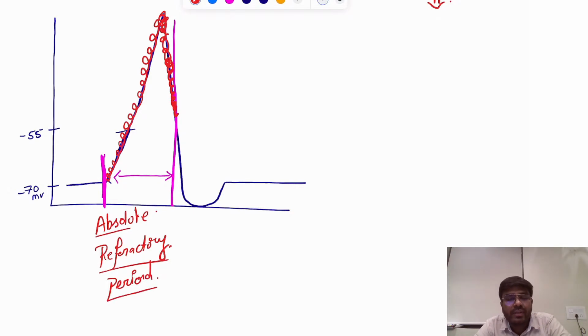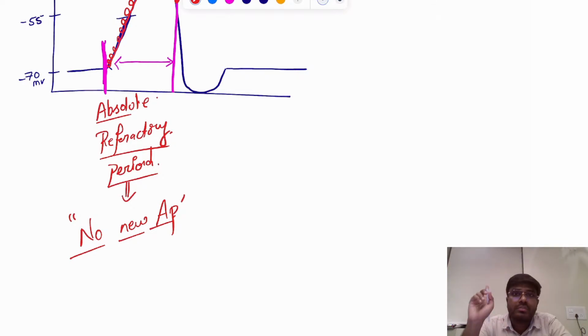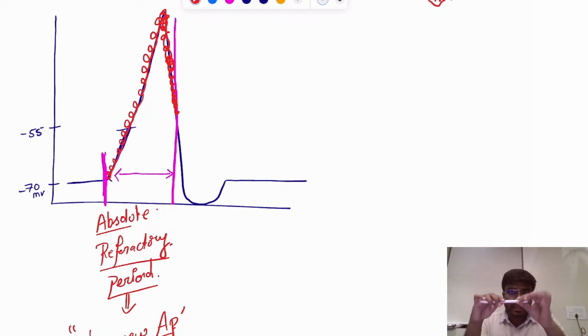So what exactly is the absolute refractory period? It means however much stimulus you give, 1,000 times, 10,000 times the normal stimulus, there is no production of action potential. No new action potentials are produced during the absolute refractory period. When a neuron is in the absolute refractory period, however much you stimulate it, no new action potential is generated. But now from here to here, what is this period?